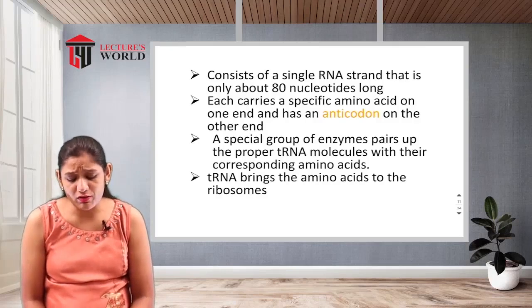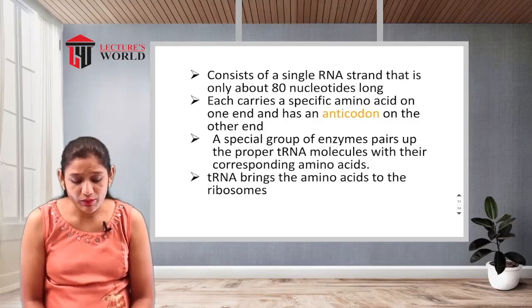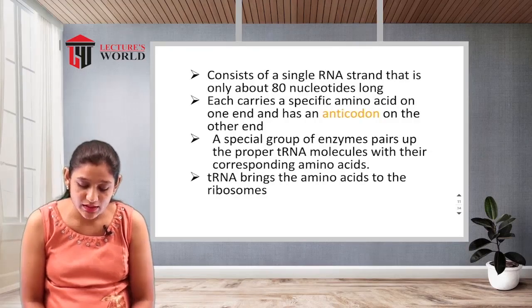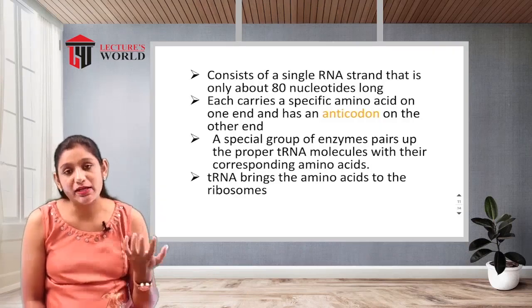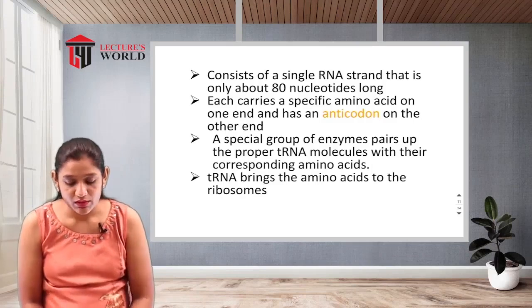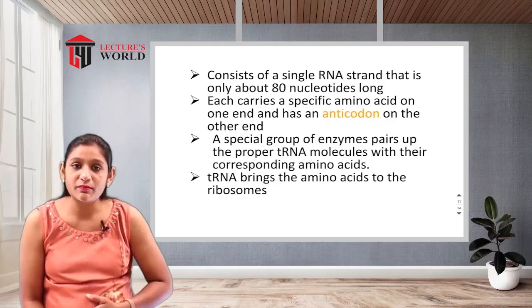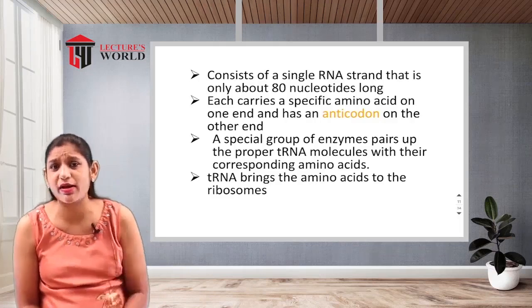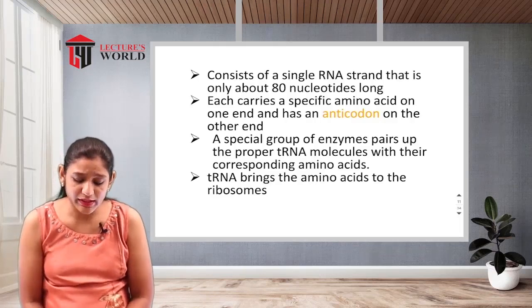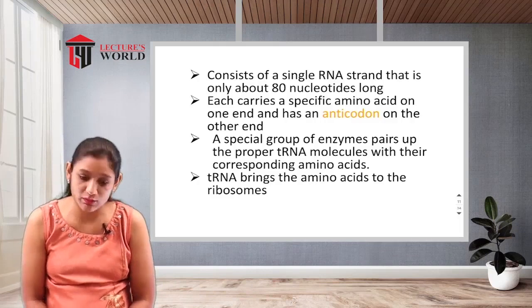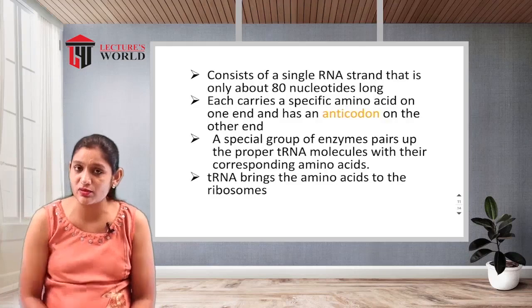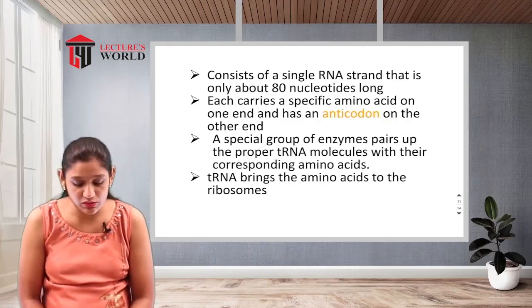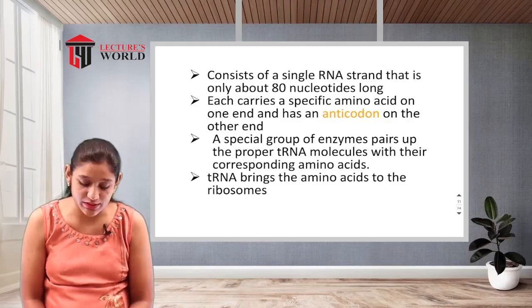A special group of enzymes pairs up the proper tRNA molecules with their corresponding amino acids, meaning a specific group of enzymes pairs the proper tRNA molecules with their corresponding amino acid. The tRNA brings the amino acids to the ribosome.